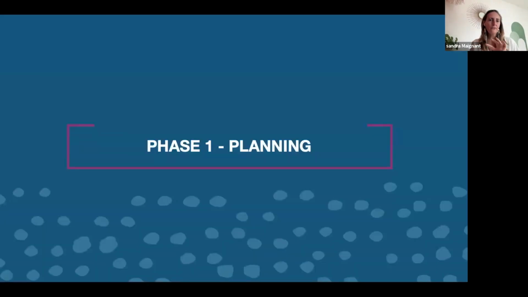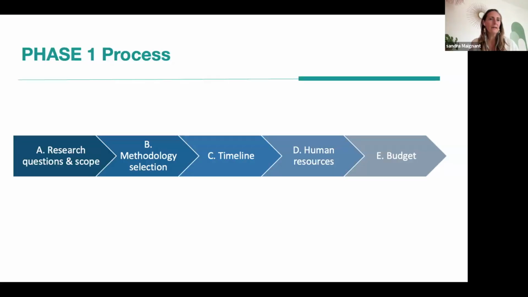So now we're going to look at the first phase of planning. I think that's really all what we have time for today. That phase is divided in different steps. So first we look at the research questions and the scope. Then the methodology selection. There are a number of methodologies available in the toolkit. You don't need to use all of them, but based on the research question, you will see which methodologies are useful. And then you have information about the timeline, the human resources, the budget. So we're just going to focus on the research question for today.